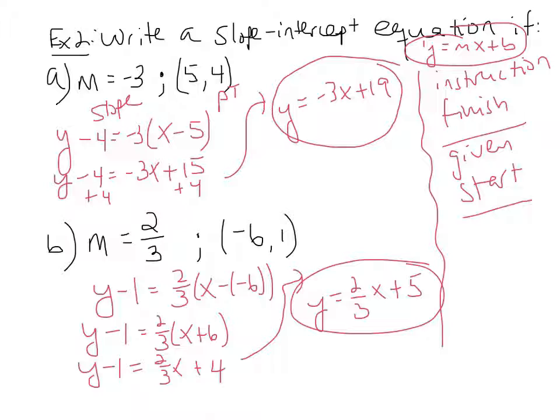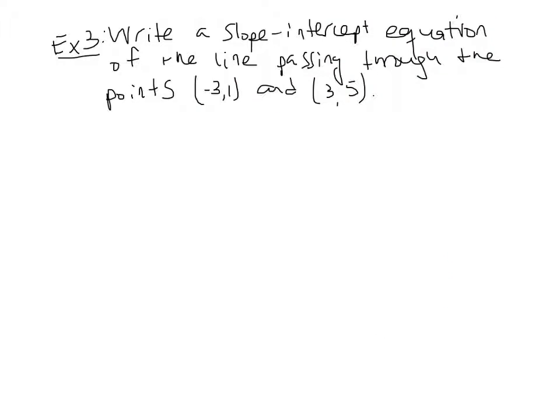So where you start and where you end are not the same place. In this problem, we started with a point and a slope, so we started with the point-slope equation, but since the instructions told us to write a slope-intercept equation, we finished with a slope-intercept equation. So pay attention to the given and pay attention to the instructions.